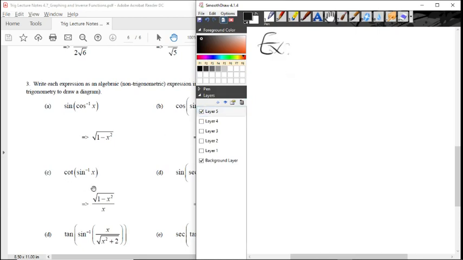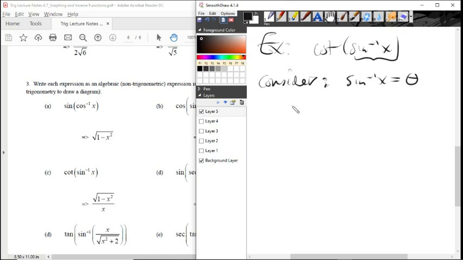Okay, let's try this one right here. The cotangent of the arcsine of x. I'm going to apply the same technique that we just used a moment ago. Take the inverse trig function and set it equal to theta. Then invert that, and we get the sine of theta is equal to x.